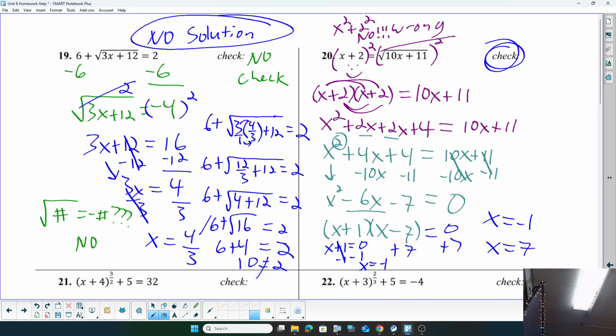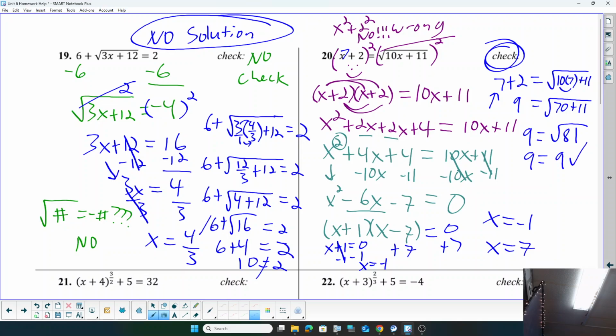Let's see. Plugging in 7 for x, 7 plus 2 equals the square root of 10 times 7 plus 11. So 9 is equal to the square root of 70 plus 11, which is 81. So we have 9 equals 9, that's true. It works. Uh-oh, but what about the negative 1? Does the negative 1 work? Let's see if the negative 1 works. We put a negative 1 there.